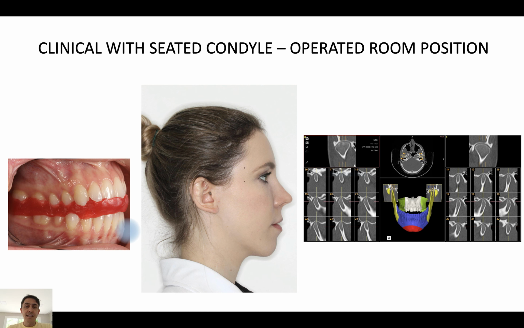A point that I consider really relevant in this diagnosis is the operating room position. What I want to say with this is that in the operating room you don't have the muscular tonus over the jaws. Then you need to have, as much as possible, a seated condyle position in the diagnostic CT. Then you have the most precise diagnosis possible, as I can get here with a wax bite that your patient uses to get the CT.